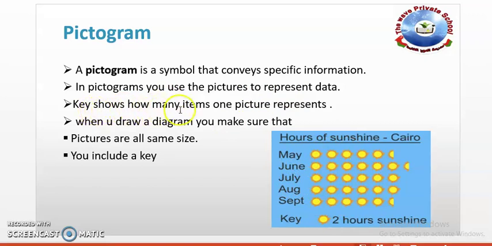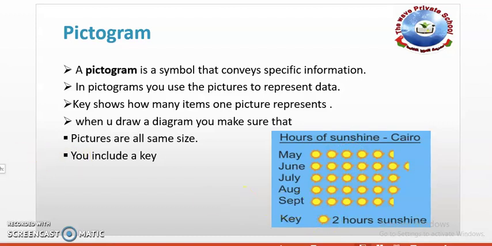A key shows how many items one picture represents. In each pictogram there is always one key that tells us how many items there are in the picture. When you draw a pictogram, you make sure that the pictures are all the same size and you include a key to find your solutions.